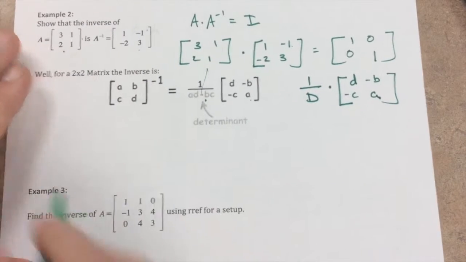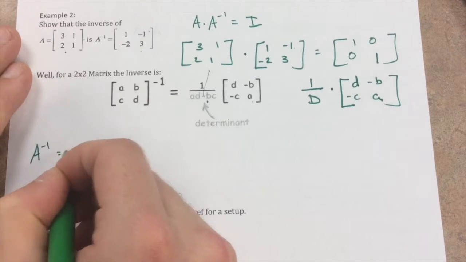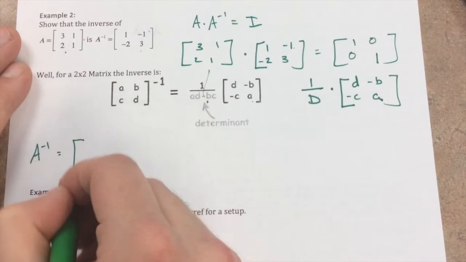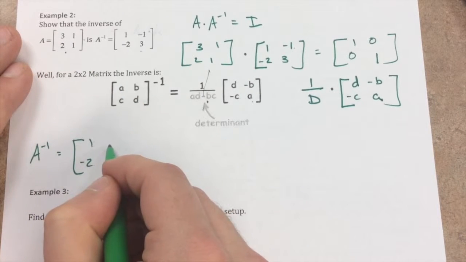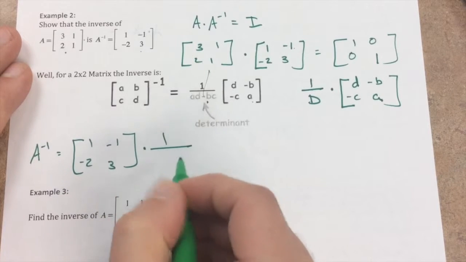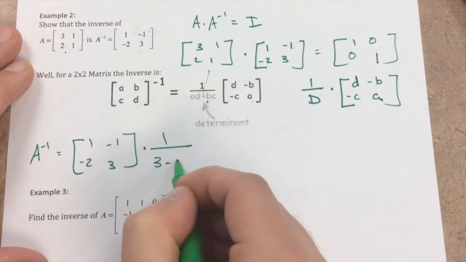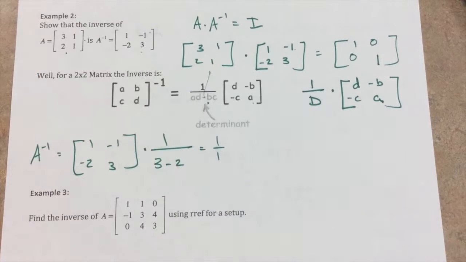So easily, if we did, what's A inverse? Well, switch these two. So we have 1 and 3. Make those two negative, negative 2, negative 1. And we're going to multiply that by 1 over 3 minus 2, which is 1 over 1. So really, that's all we had to do.